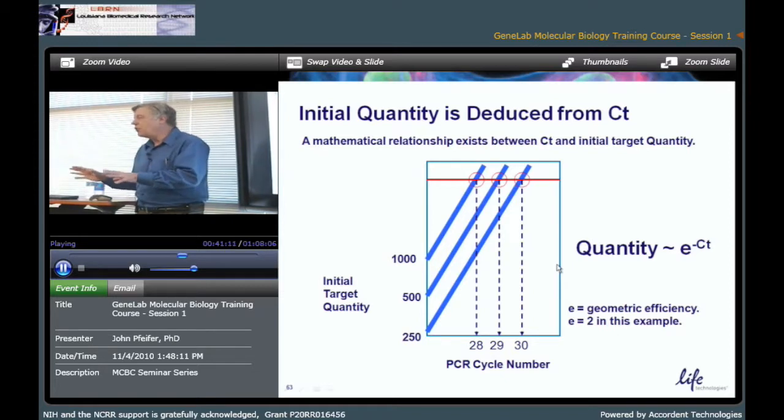I don't want to, of course, bore you with the math here, but in the grand scheme, what's happening is the technology is going to deliver CTs. If you designate the efficiency, so we have the E and we have the CT, we can then deduce mathematically the initial target quantity. And it's because of this fundamental relationship between those two.